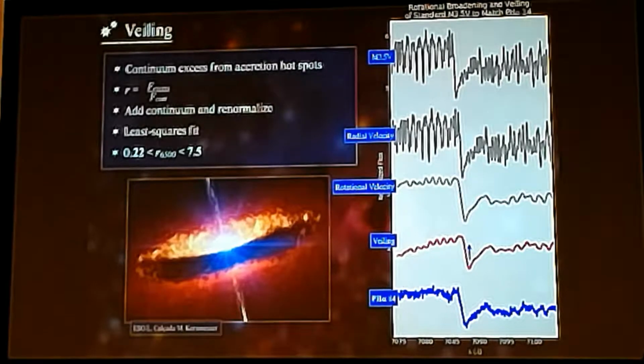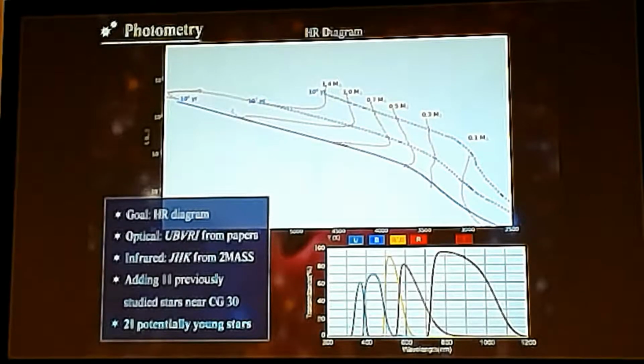Okay? So for example, if you had a star that's accreting and it generates the same amount of light just from accreting than it does from having a continuum, then that would manifest as a veiling value of 1. Okay? So we see a range for these stars from 0.22, okay, that's some veiling, and all the way up to a whopping 7.5. That's a lot of veiling. So accretion can generate a lot of extra light. That's it for the spectroscopic analysis for those 10 stars.